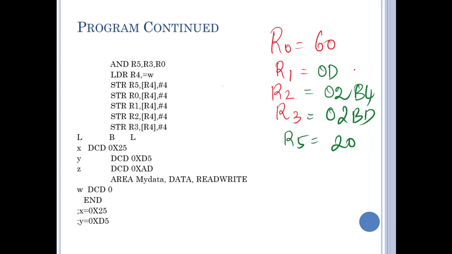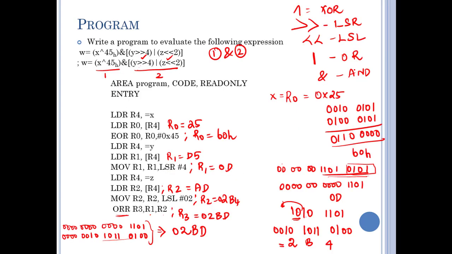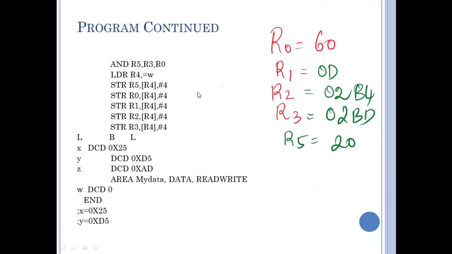Now you need to AND the first result with your second. One result is in R0, and this operation's result is in R3. That is why the operands are R0 and R3, and the result is stored in R5. That is how I have written the instruction.